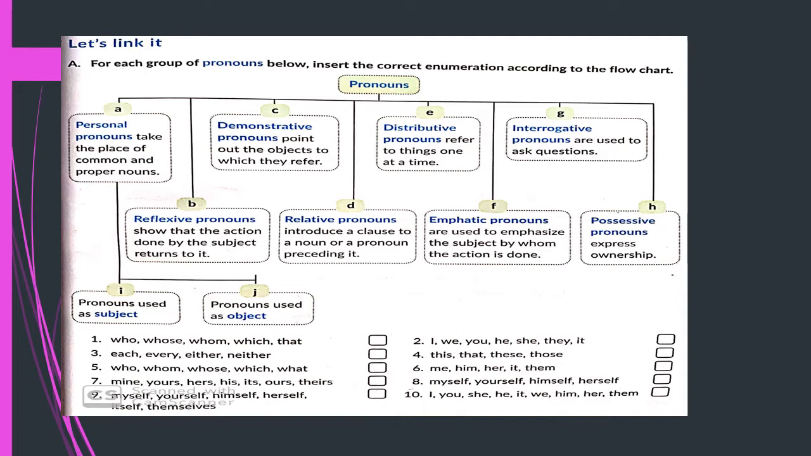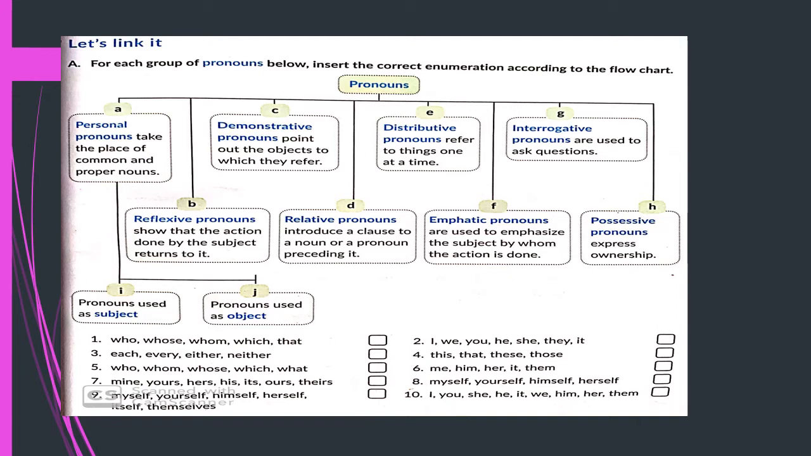We have emphatic pronouns. The word emphatic means emphasis. They emphasize the subject by whom the action is done. Now comes interrogative. As we very well know, interrogative means questions. So these kinds of pronouns ask questions. Possessive pronouns, from the name again, it is quite clear. A pronoun that shows ownership or possession. Now these are just a quick summary. For details, please revisit video 1.